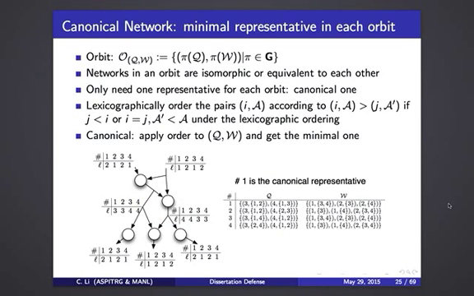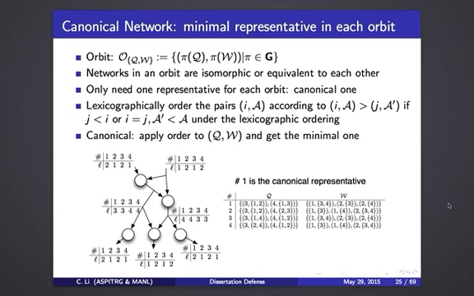So if we consider all elements in the group, we can get all equivalent networks. That is the orbit. Orbit is a word in group theory, we just borrowed. So all networks in an orbit are isomorphic or equivalent to each other. Thus, in the enumeration, we only need one representative for each equivalent class. Actually, we pick the canonical one, where the canonical is defined as follows.